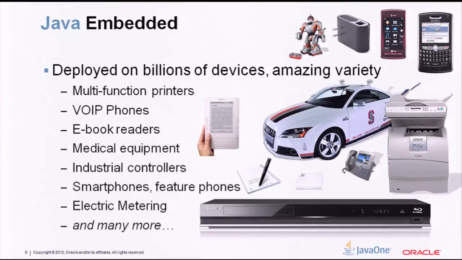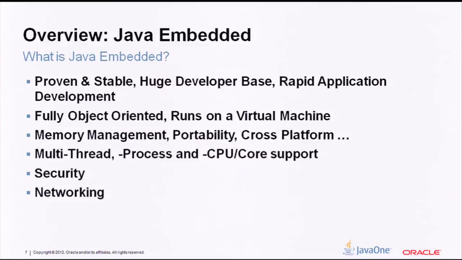And this includes not just the consumer side of things, but also industrial and enterprise. There's medical equipment, industrial controllers, smart grid, smart meters, and so on. So you know the goodness of Java Embedded already. It's a proven and stable platform. There's a huge developer base because people that understand Java SE will be able to program for Java Embedded. Unlike Java ME, where you have to think in different terms of subsets of APIs, Java Embedded is a full set of the Java SE APIs.